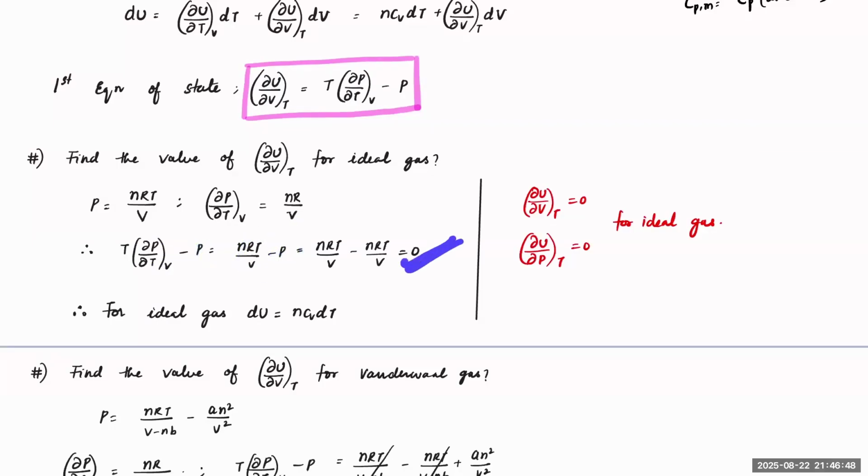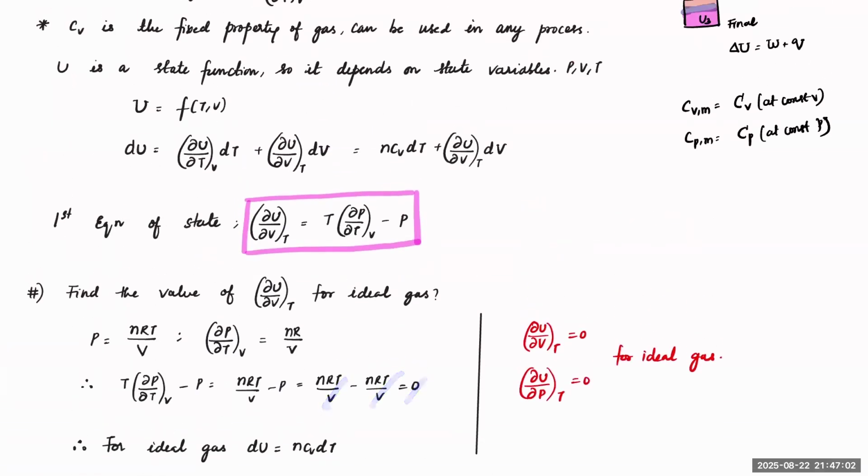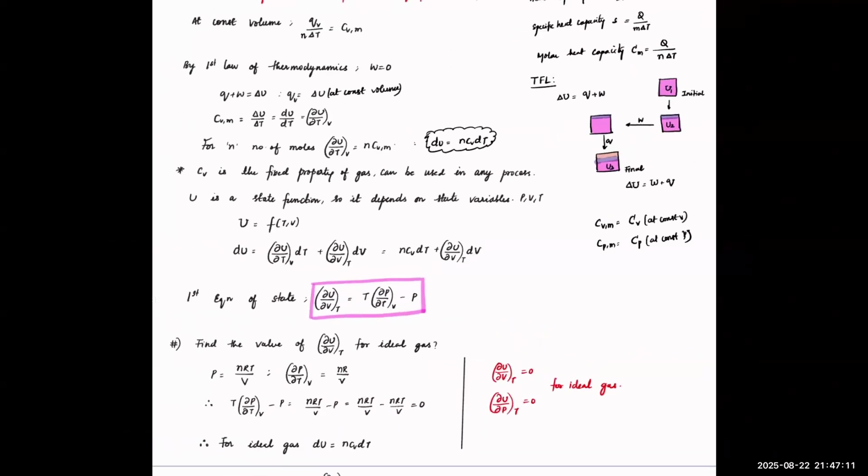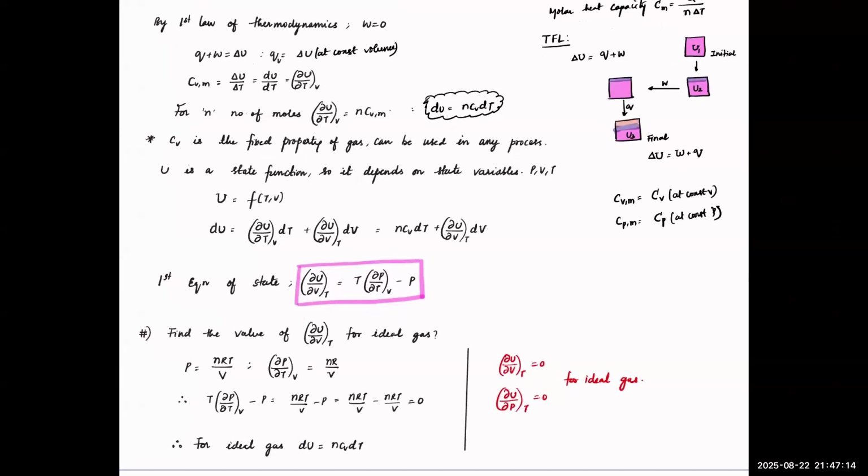So what will that make it? 0. So that means for an ideal gas, delta U will be equal to nCv delta T. Because this factor is coming out to be 0, it is not accounting for any contribution if it is an ideal gas. So I want all of you to take a minute, go through from the first law of thermodynamics till this part, and see how we proved that du by dV at constant temperature is 0. Please take a minute and go through it once.